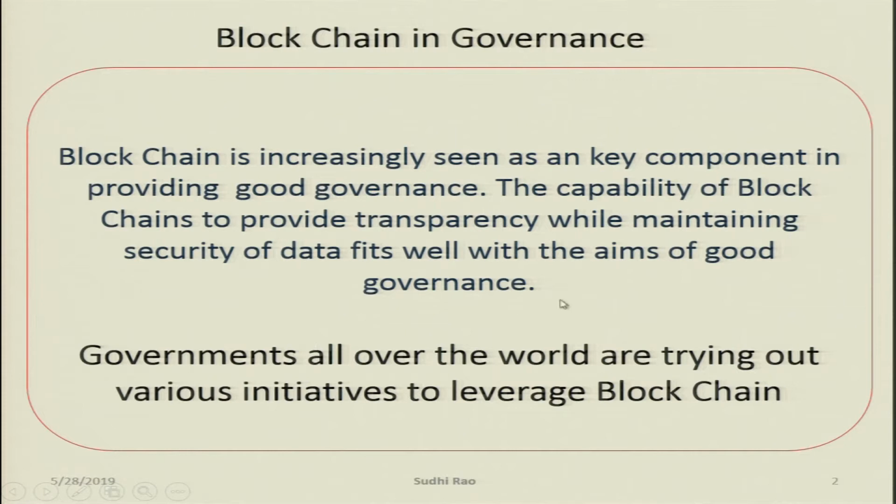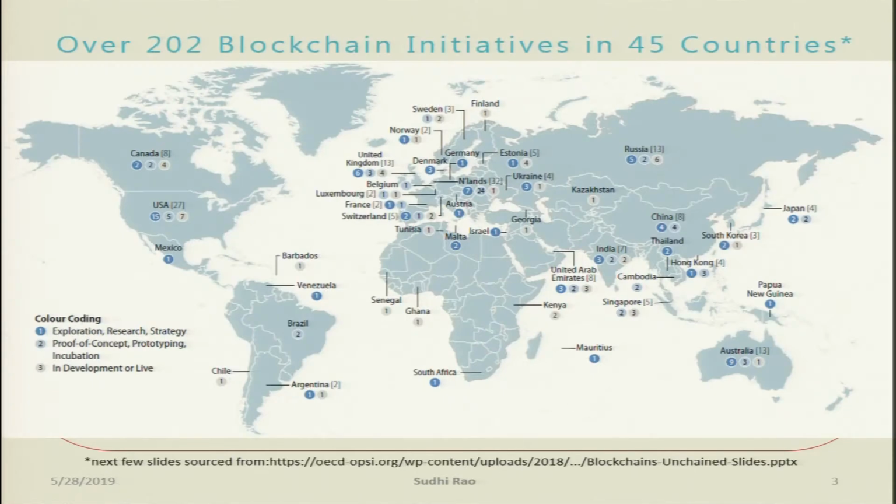Governments all over the world are trying out various initiatives to leverage blockchain. I have included a source at the bottom from which I sourced this picture. In 2018, as you can see, there are blockchain initiatives done everywhere across the world. They have been done in Asia, in Africa, in Europe, Australia, South America and North America. This is a map which lists the number of blockchain initiatives in various countries. Let us look at the color coding.